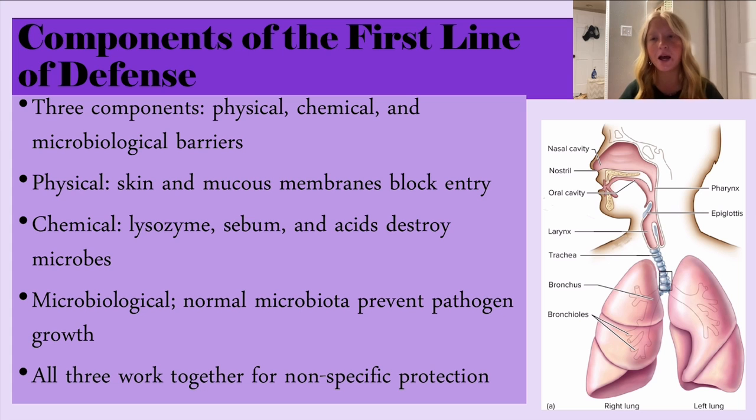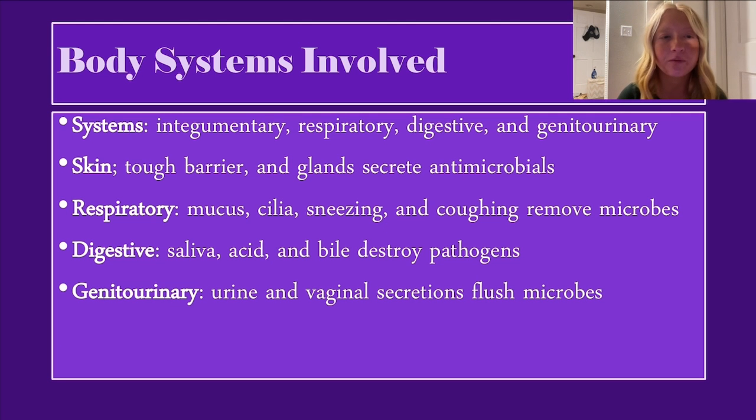But then there is the microbiological barrier. This is usually overlooked, and it includes our own beneficial bacteria. These microbes compete for space and nutrients, which keeps pathogens from being able to hold on here. So even though they all work differently, they do work together to protect us before the immune system is even able to get involved.